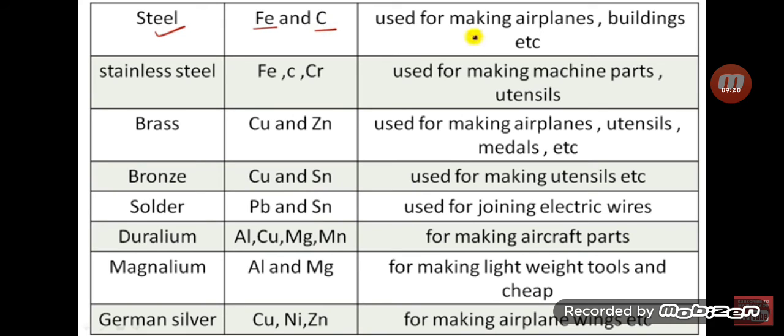Duralumin, it is an alloy of aluminium, copper, magnesium and manganese and is used in making aircraft parts. Magnalium, it is an alloy of aluminium and magnesium and it is used for making lightweight tools and scales. Now German silver, it is an alloy of copper, nickel and zinc and it is also used for making aeroplane wings.